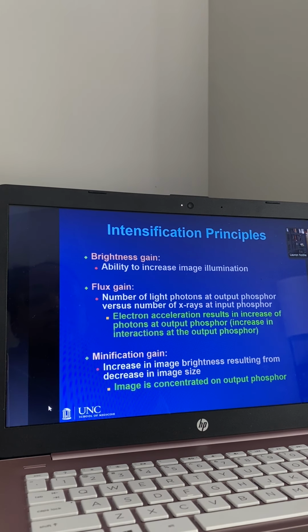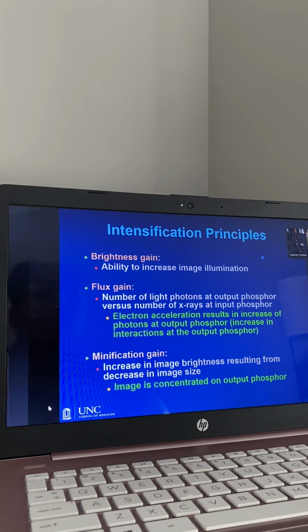Flux gain looks at the number of light photons at the output phosphor versus the number of X-rays that entered at the input phosphor. So we're looking at the light that exits the output versus the X-rays that came in to the input. Okay? And like I mentioned to you, the fact that we've got 25,000 to 35,000 volts means those electrons are accelerated very rapidly to that output phosphor. And that lends itself to an increase in the number of interactions that those electrons undergo. So flux gain is looking at light photons versus the X-ray photons, the number.